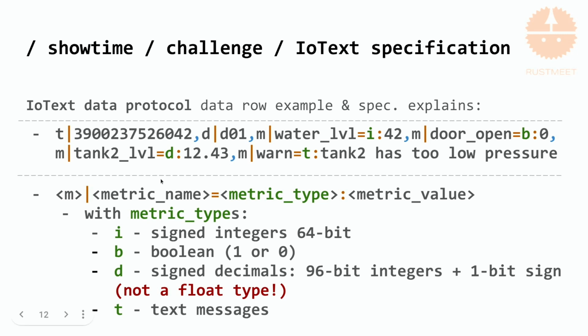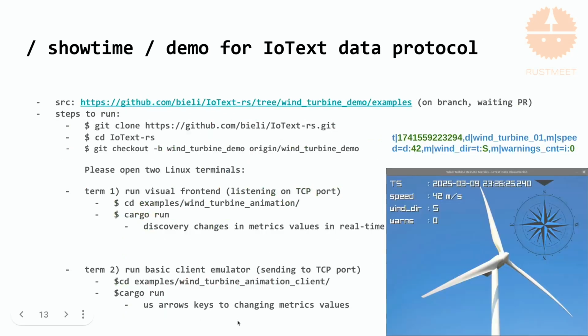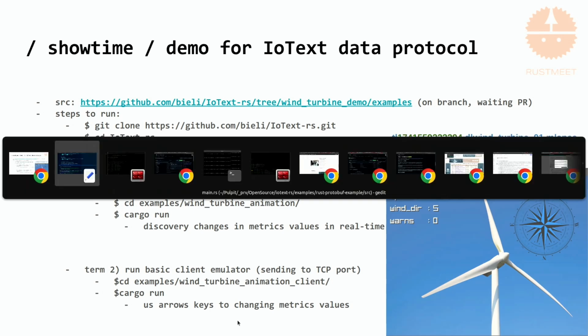So the metrics have their own standard. When we start with them, next you can see pipe, metric name, equal, type, and the next special char with value. So from the types point of view, we can see signed integers, boolean, signed decimals, 96-bit integers with sign, and text values. I would like to show you how it works with a simple message on the demo.